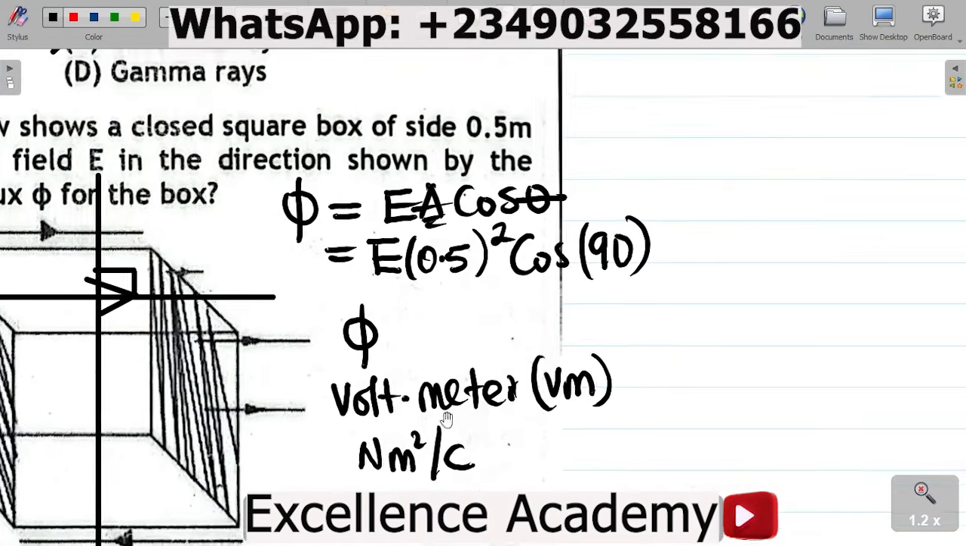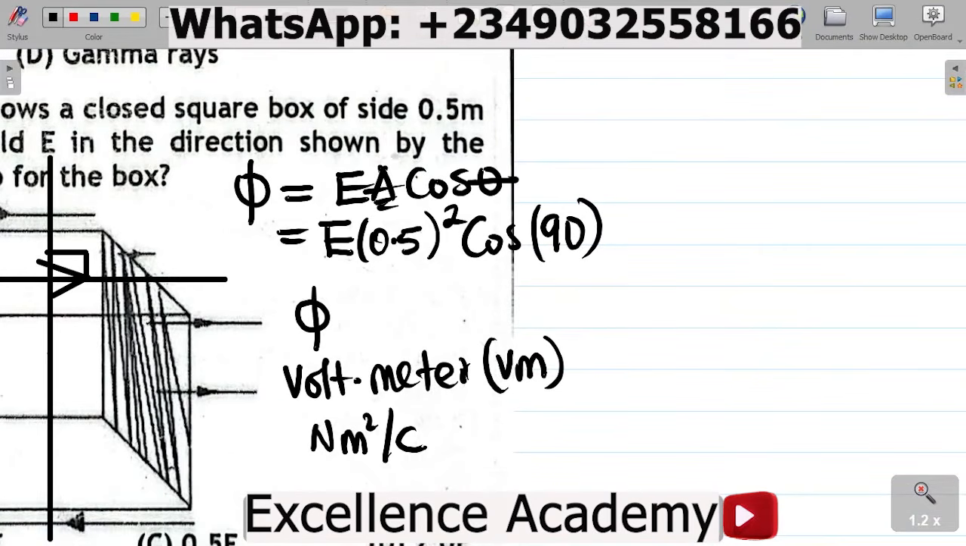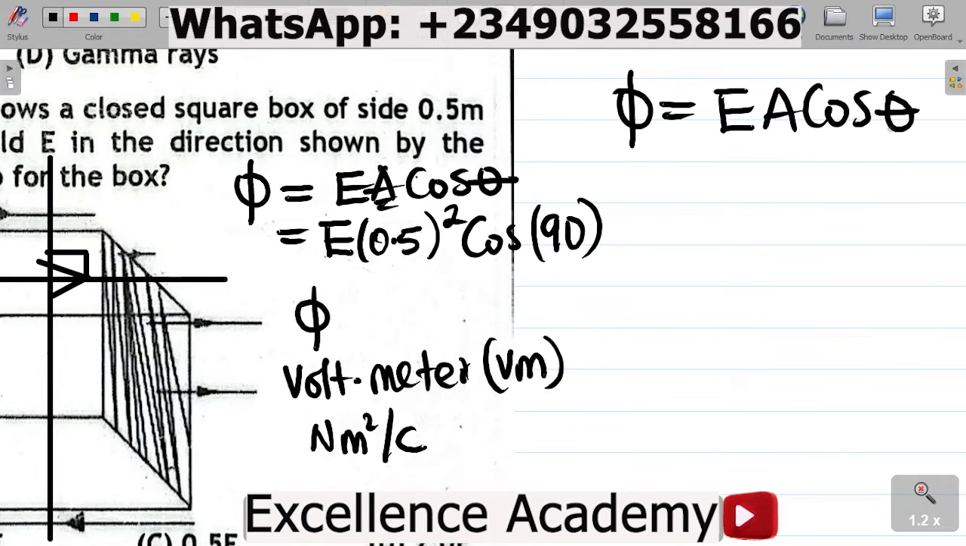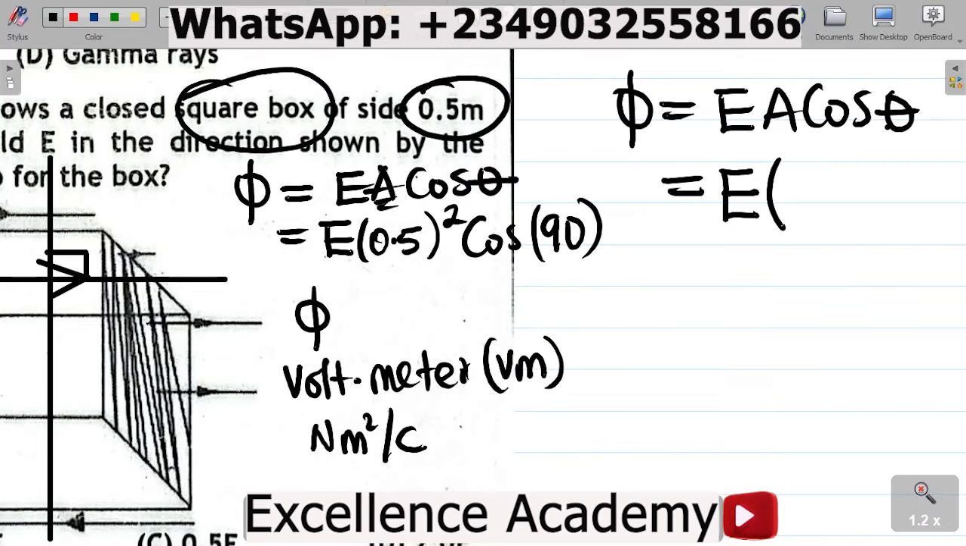All right, so let me explain this again. First things first, you have that phi is equal to electric field times area, then cosine of the angle with which the electric field is moving. This is equal to, the value of E is not given, we'll take it as E. Again, A is area. They said one of the sides is 0.5 and it's a square.